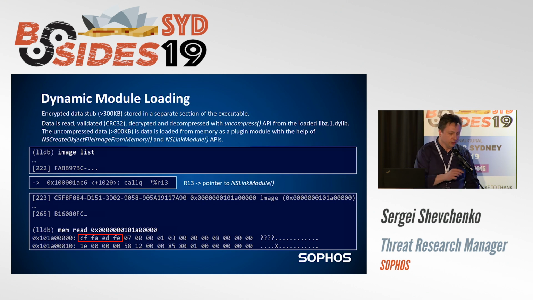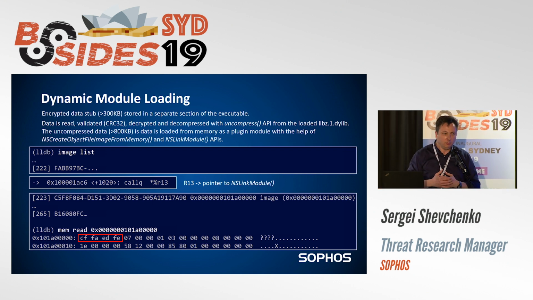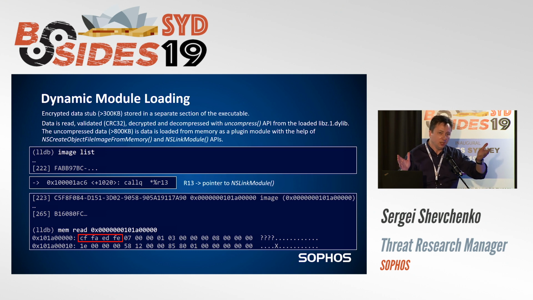Now, dynamic module loading. If you have analyzed memory injection on the Windows platform, you would be familiar with that. But on macOS, they also implement the same thing. So here is an example of what it's doing. It takes the encrypted blob stored inside the executable file, about 300 kilobytes in size, loads it up in memory, decrypts it, and then decompresses it, and it becomes 900 kilobytes. Following that, it loads it as a module inside the address space of the same executable.